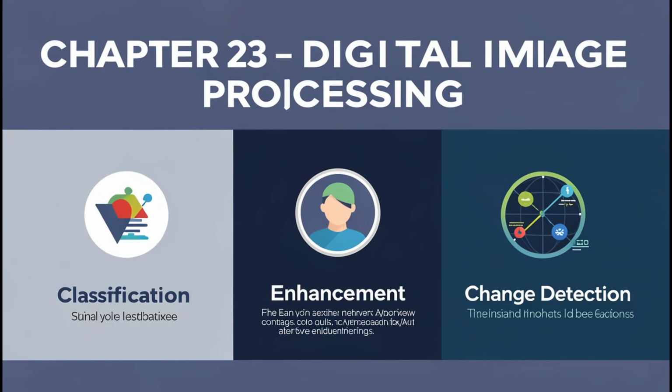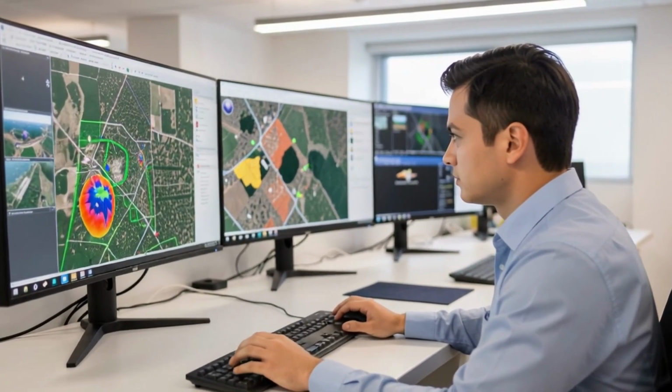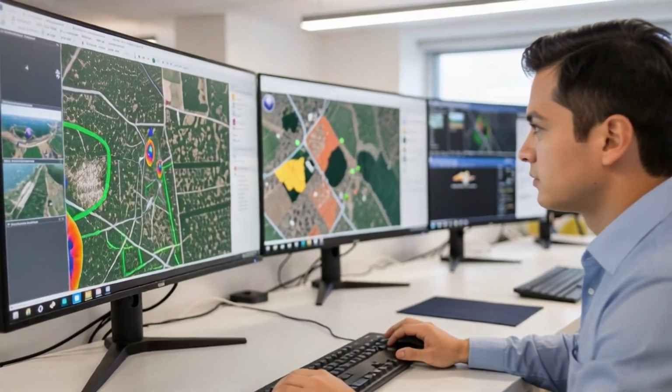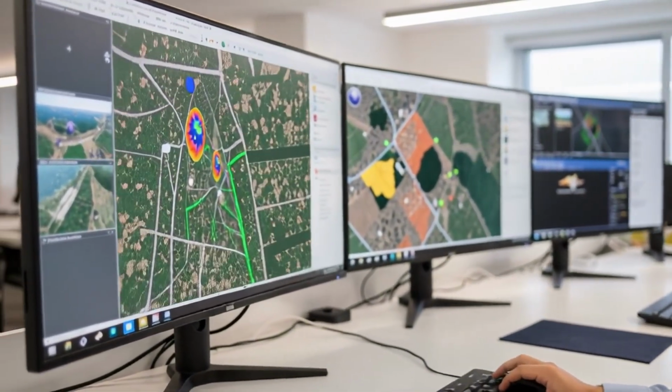Chapter 23. Digital image processing. Modern remote sensing heavily depends on digital image processing. Common operations include image enhancement, classification, filtering, geometric correction, radiometric correction, change detection. Image processing transforms raw imagery into useful information.